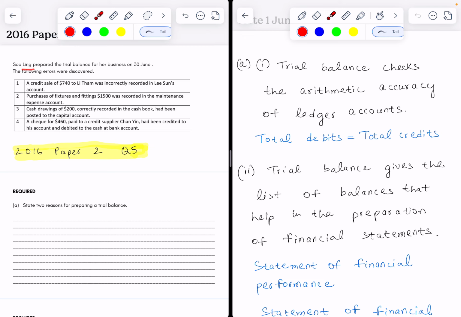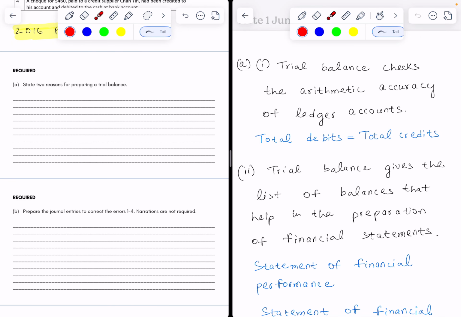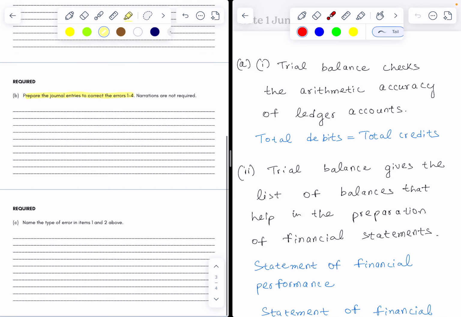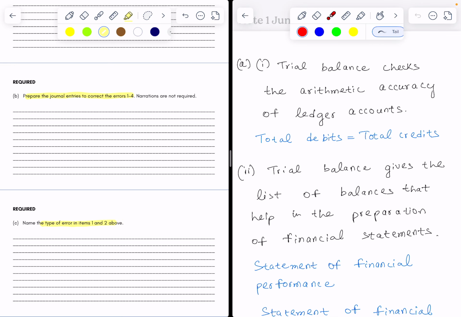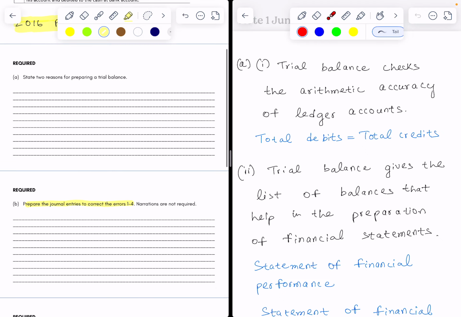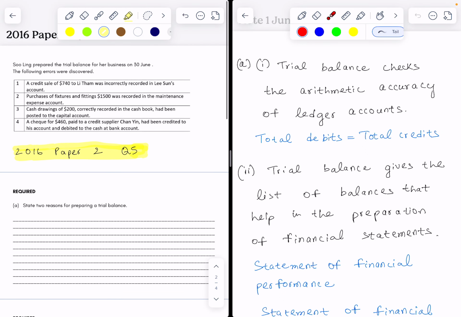Sue Ling prepared the trial balance for her business on 30 June. The following errors were discovered. So here we have got 4 errors which we have identified, and our requirement in this question is to mainly prepare the journal entries to correct these errors and also identify the different types of errors which are involved, mainly for error number 1 and error number 2.